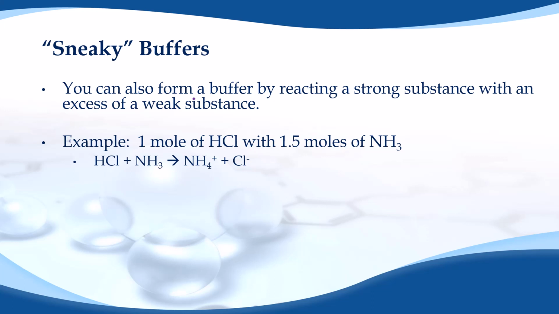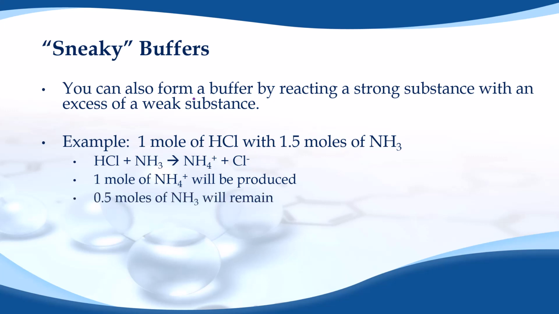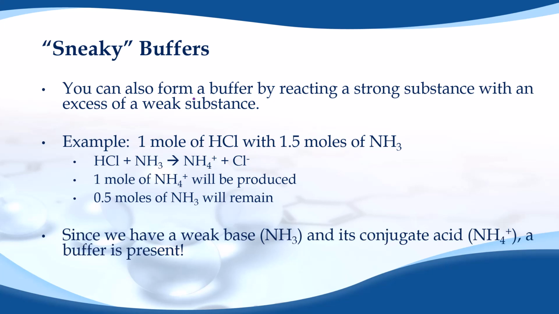That 1 mole of HCl went to produce 1 mole of ammonium. To produce that mole of NH4+, I had to react 1 out of the 1.5 moles of NH3. Right? So I'm going to produce 1 mole of NH4+ from this reaction. I'm going to have half a mole of NH3 left over, right, because of the 1-to-1 ratio. So because I have a weak base, ammonia in this case, and its conjugate acid, the ammonium ion, I have a buffer. Right? So this buffer is present, and its buffer capacity is 0.5 moles.